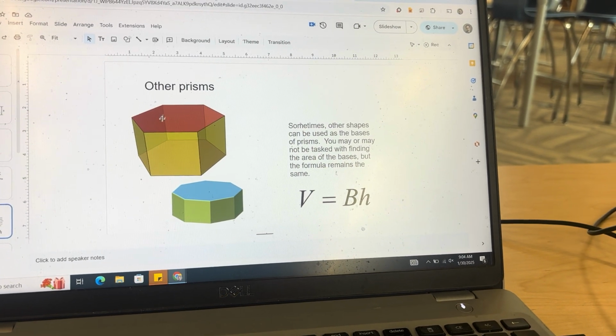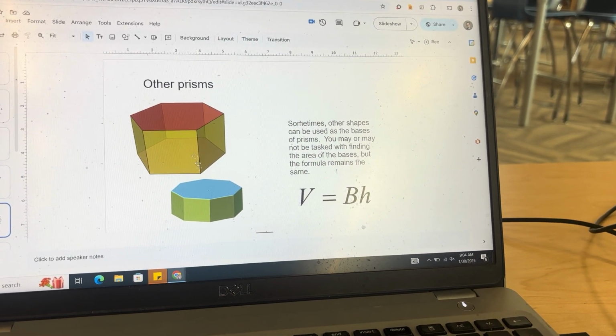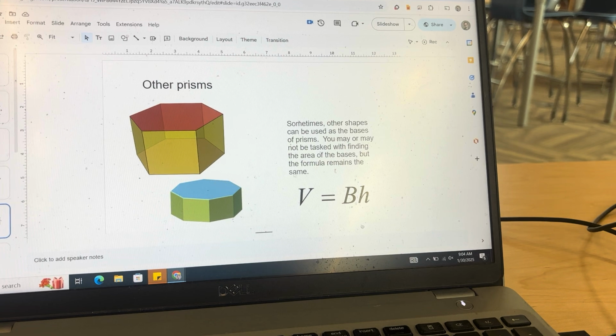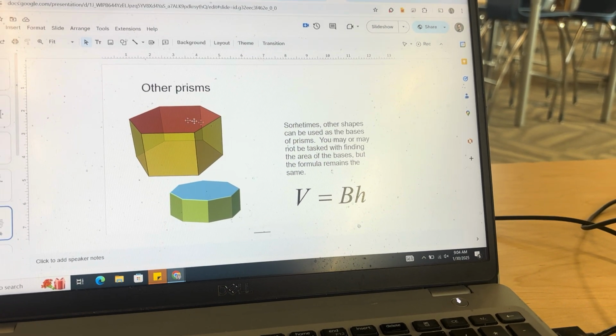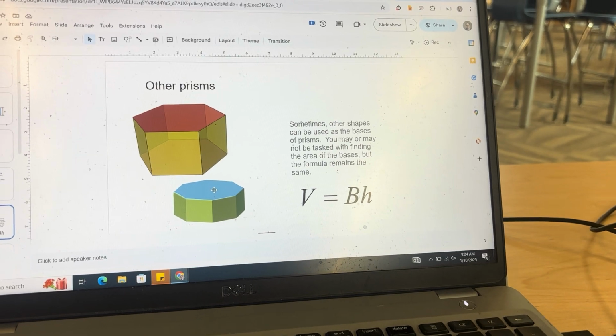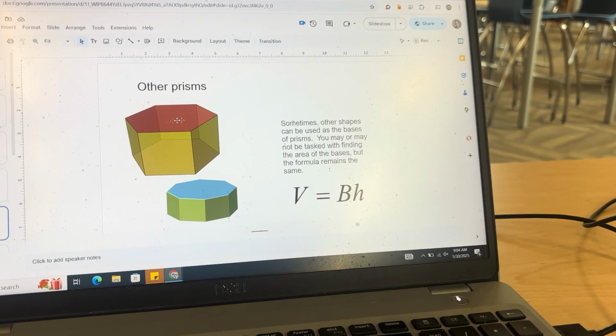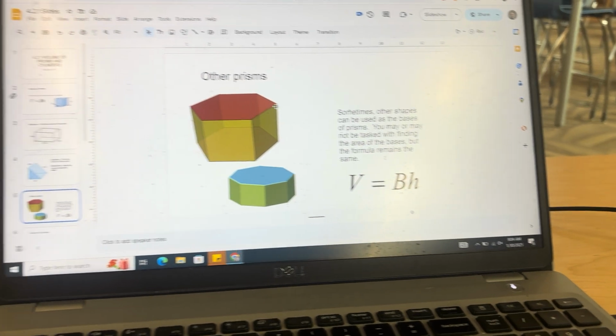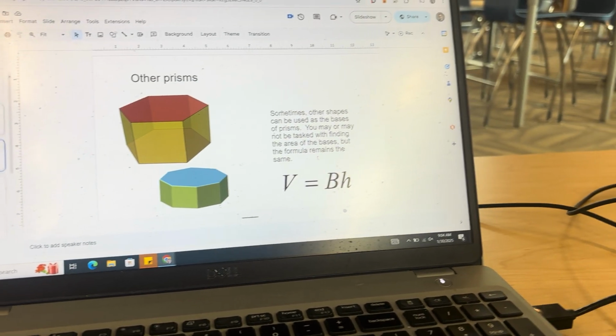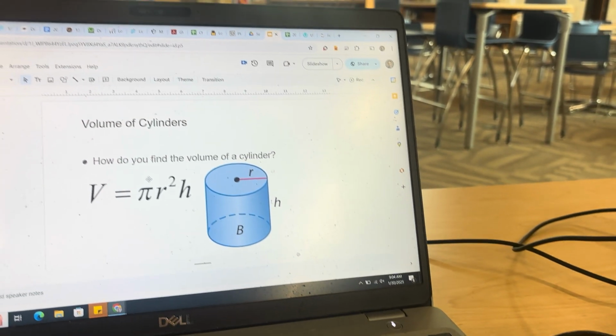If you get some other prisms, which the Delta Math I have assigned does have, I believe it already has the area of the base for those. It's still the same formula, area of the base times the height. So this is a hexagon, this is an octagon, but if they already give you the area of the hexagon or the octagon, again, you're just going to multiply that by the height.